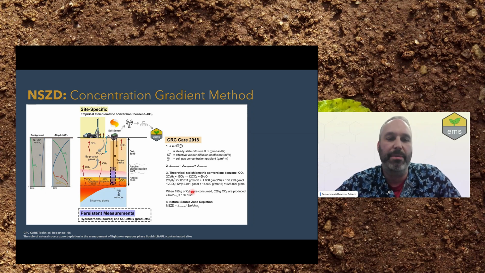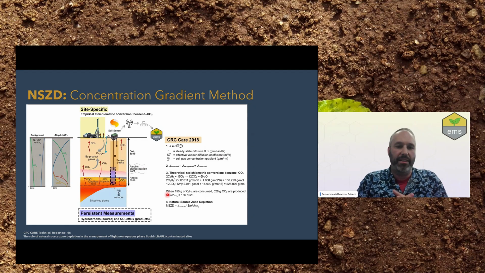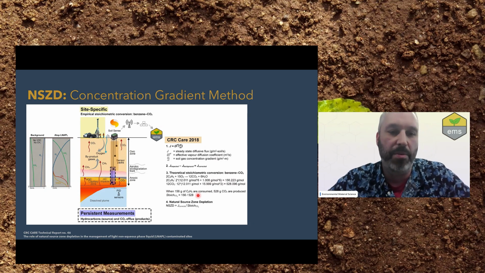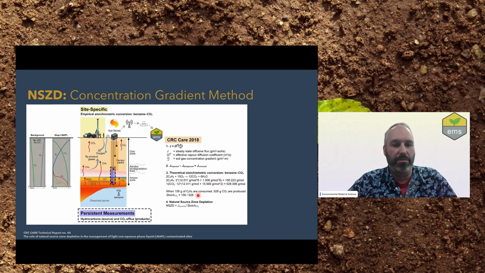And I'm not going to dive into the chemistry, but basically use these 3 sensors to calculate gas flux. And from that, using the stoichiometry, in this case, we're comparing it to benzene, you can determine how much of that product is being depleted and at what rate.